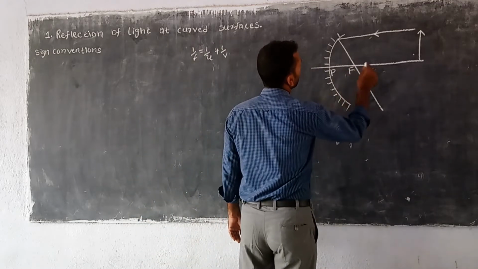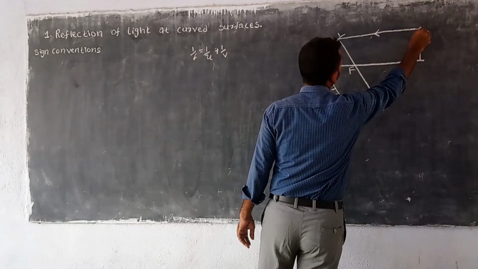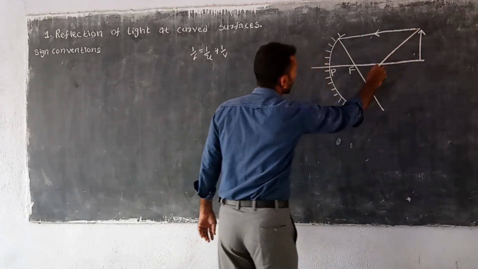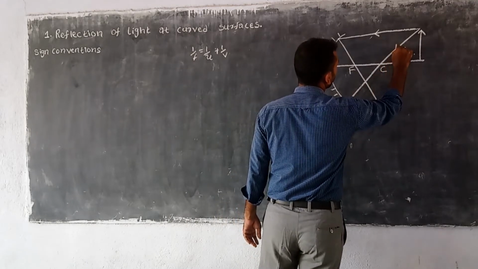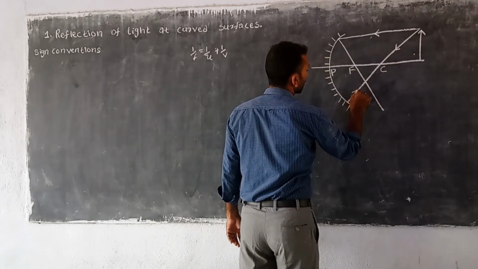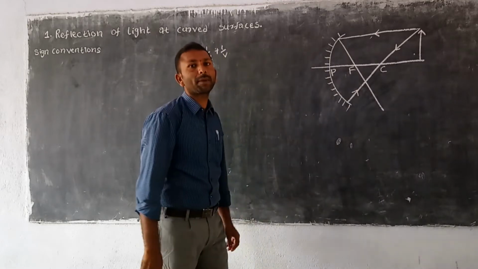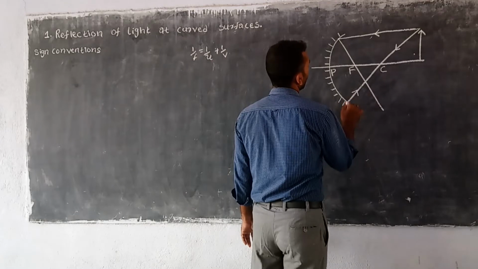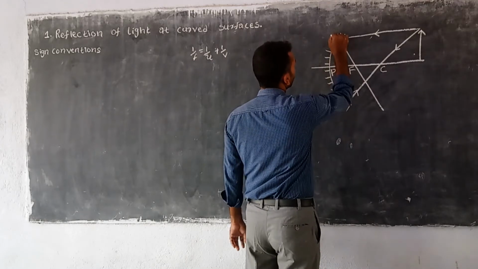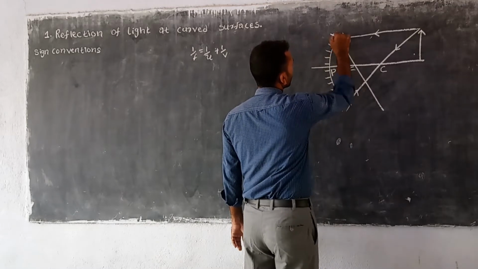And the second light ray we have taken goes through the center of curvature C, and after incident on the mirror surface, it is reflected back the same way but in the opposite direction, and it is point Y and here it is point X.